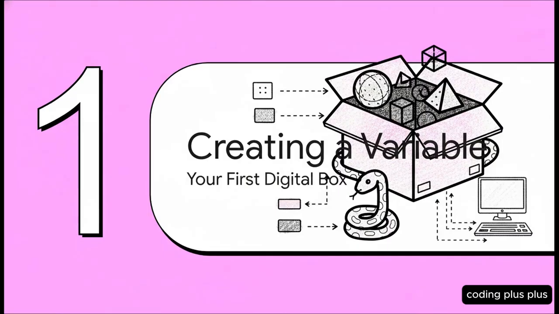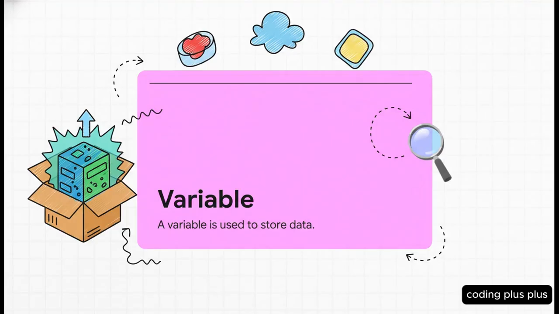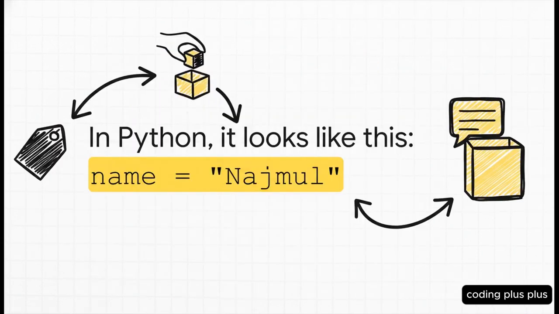Okay, so theory is one thing, but let's actually see this in action. We're going to create our very first one of these digital boxes using Python. So, in the world of programming, this digital box has an official name. We call it a variable. Just think of it exactly like that. It's a named container in the computer's memory. You give it a label, you put some data inside, and you can grab it later just by using that label. Simple as that. And here's what it looks like written out in Python.